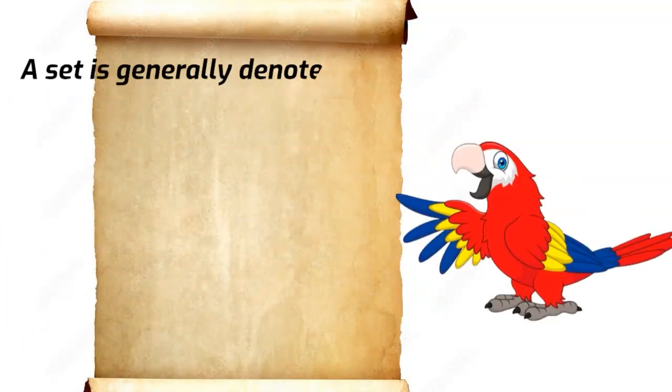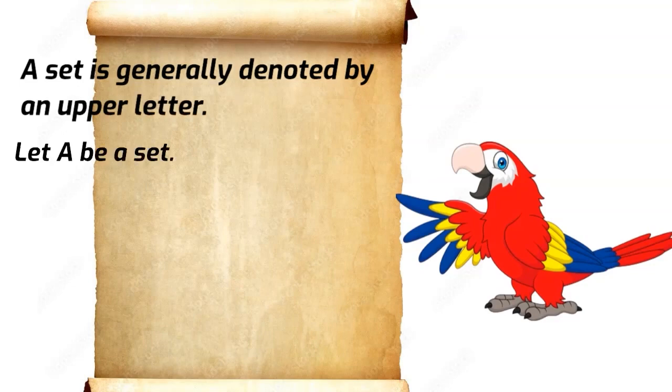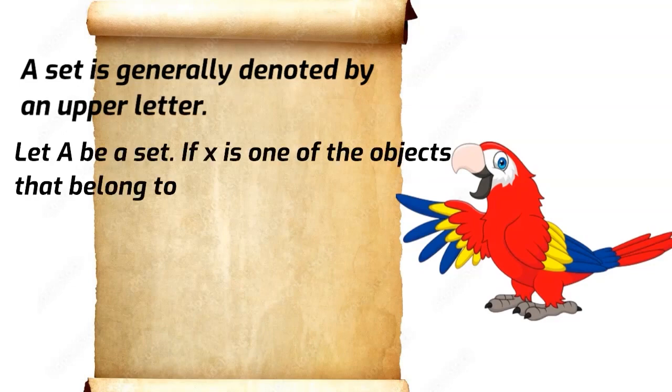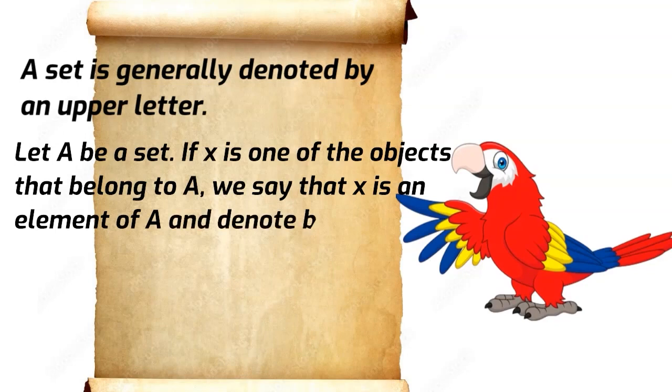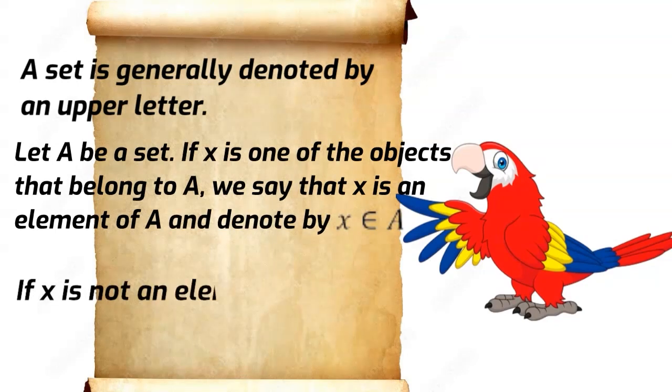A set is generally denoted by an upper case letter. Let A be a set. If x is one of the objects that belong to A, we say that x is an element of A and denote it like this. If x is not an element of A, we denote it like this.